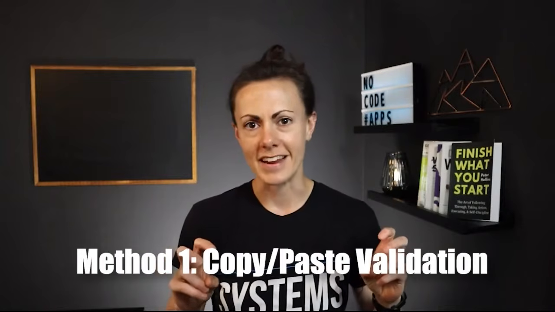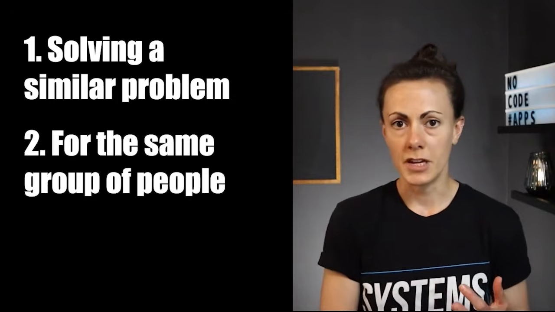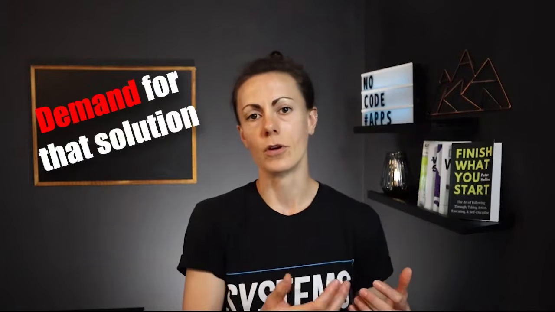Okay, so the first method for ethically copying other successful apps and businesses is to sort of copy and paste their validation. It's actually a really good thing to have alternative solutions within your target market. So other apps, other companies who are solving the same problem. If they're doing it successfully and they are solving a similar problem that you're aiming to solve for the same group of people, if they're successful, if they have a share of the market and the business is growing, then you can assume that there is demand for that solution.